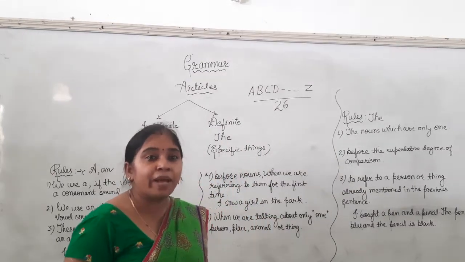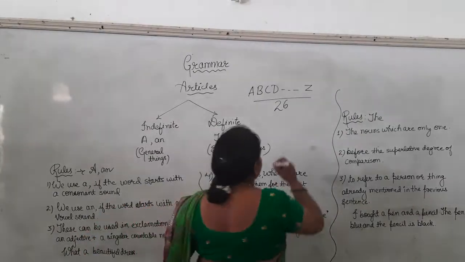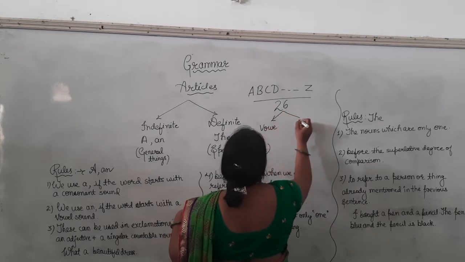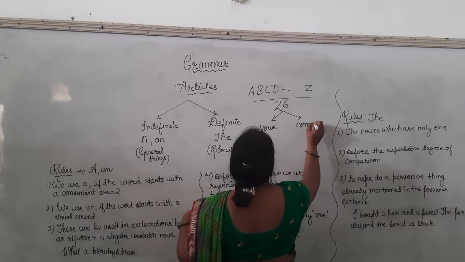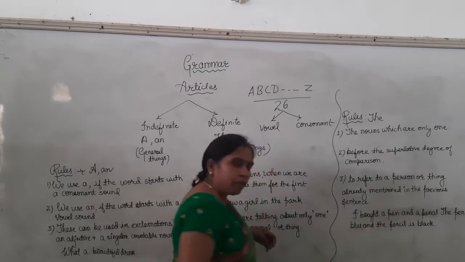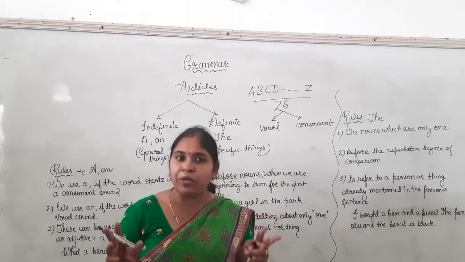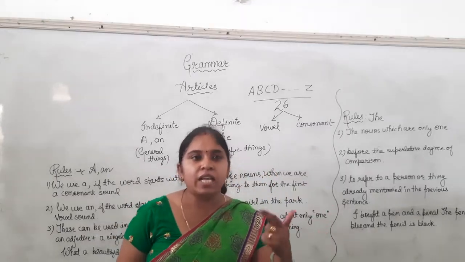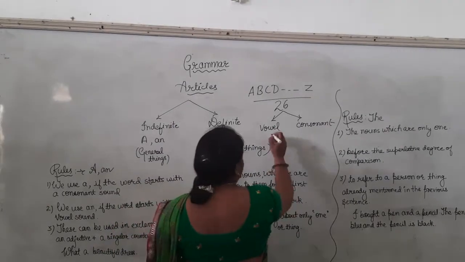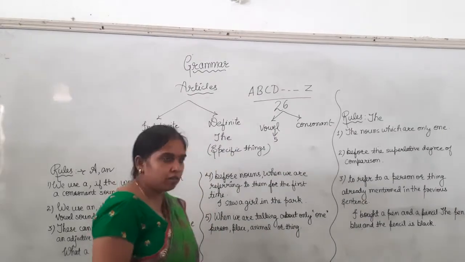Now these alphabets are divided into two parts. The first one is vowel and the second one is consonant. So 26 alphabets are divided into two parts, vowels and consonants. Now students, vowels are 5 in number.